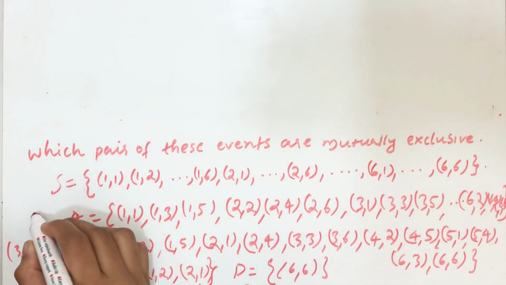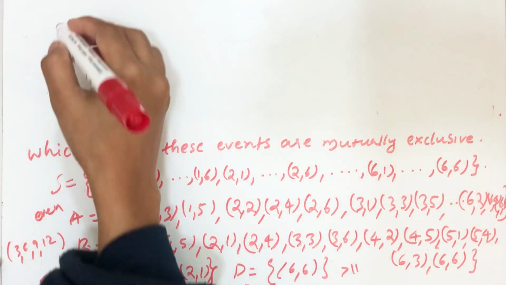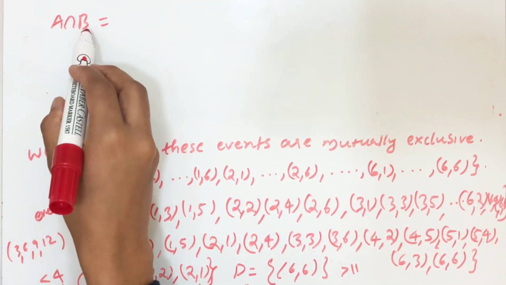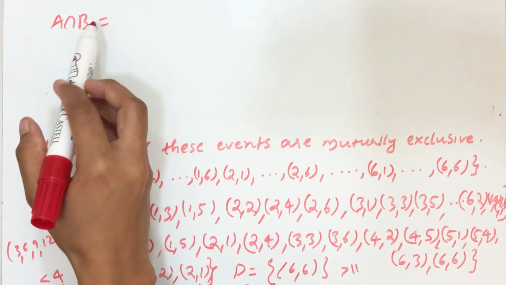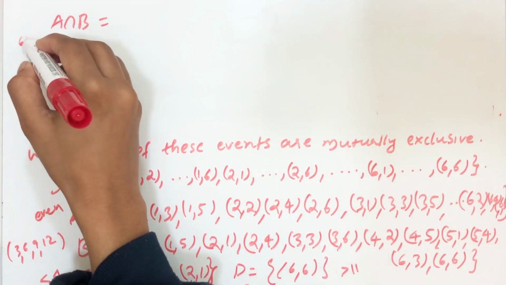Here A is sum is even, B is sum is a multiple of 3, C is sum is strictly less than 4, D is sum is greater than 11. See here, what is A intersection B? A is sum is even and B is multiple of 3. What are the even numbers that are multiples of 3? That is 6 and 12.